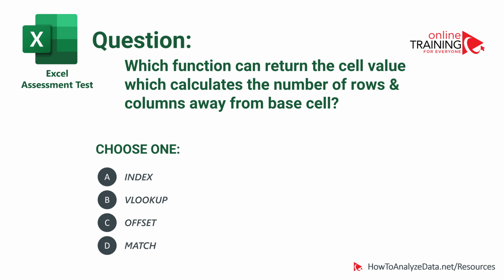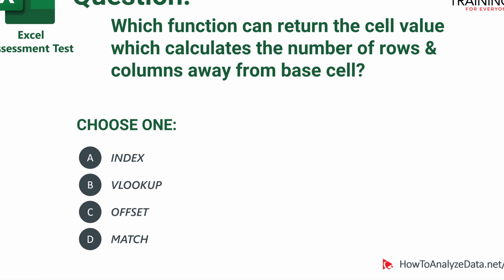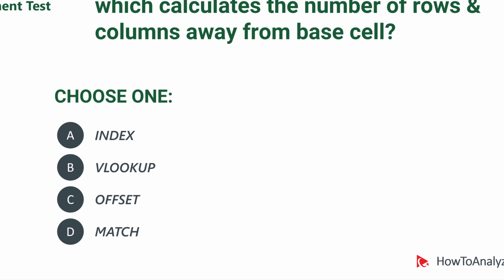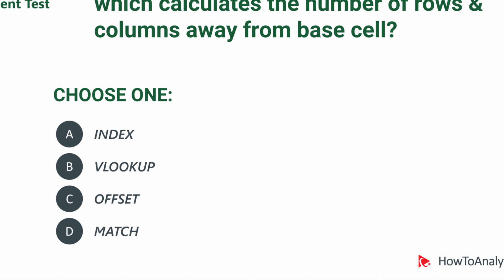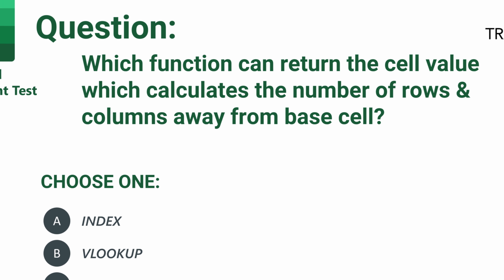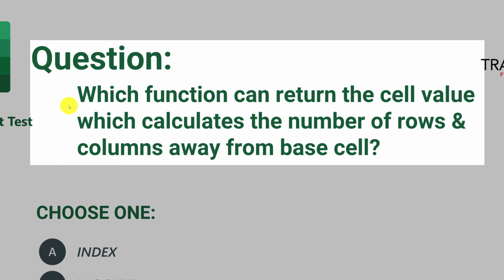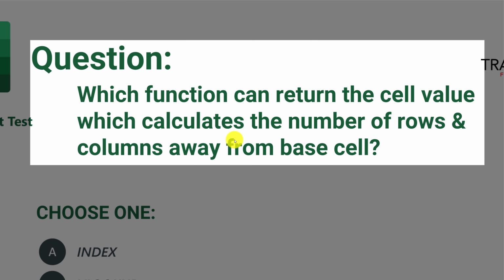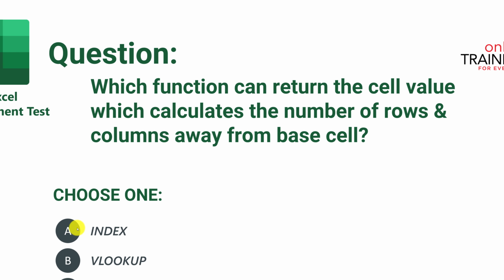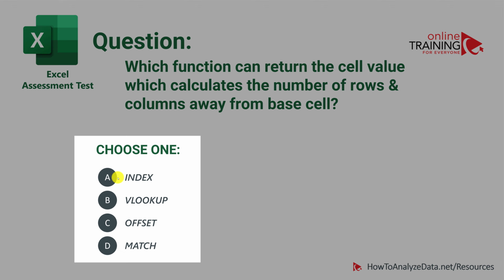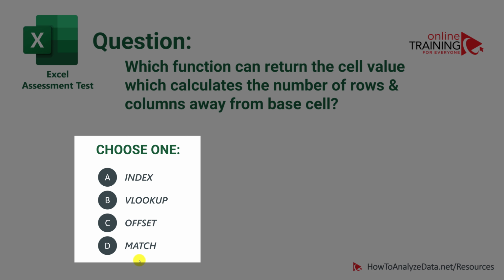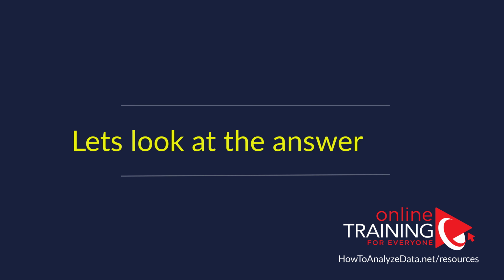It is very unlikely that you will get away on the test without having a question on VLOOKUP function or its replacements, index and match, or a question that will test your knowledge of offset function. So let's look at one of those questions that you might get. Which function can return the cell value which calculates the number of rows and columns away from a base cell? And you have four choices which sound familiar: index, VLOOKUP, offset, and match. Which one do you think is the right one?